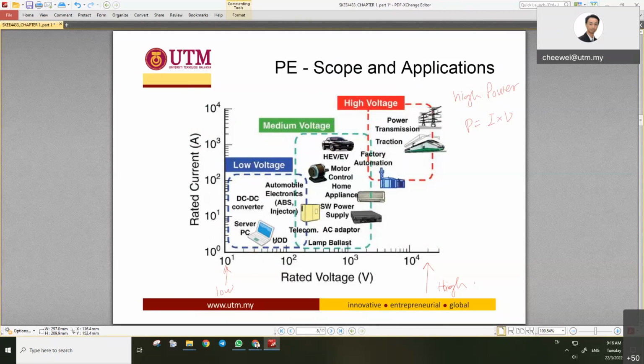Server, PC, hard disk, DC-DC converters. Can you tell me one example of power electronics that you use every day? Mobile phone? Is it mobile phone? Yes. Is there any switch in a mobile phone?